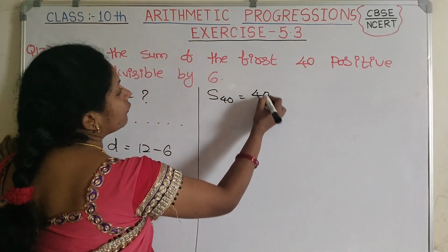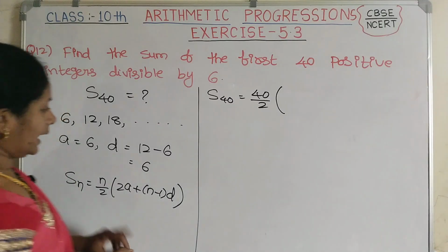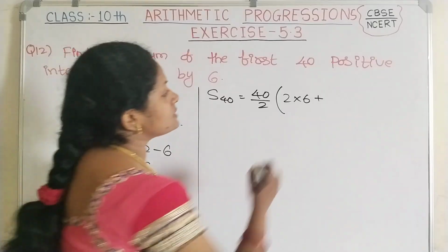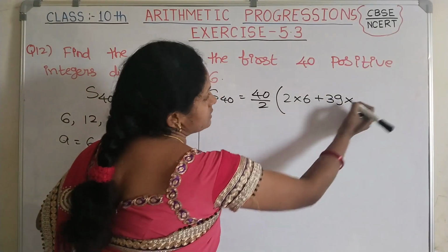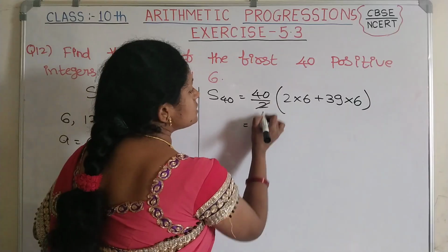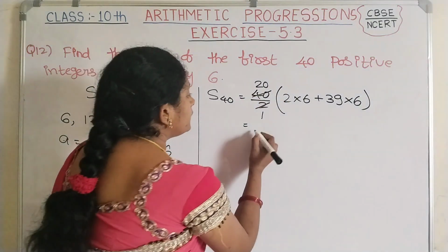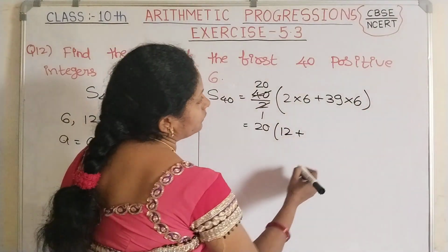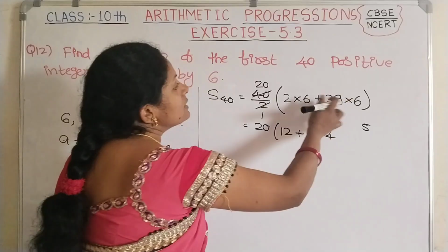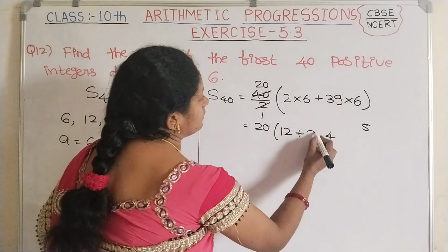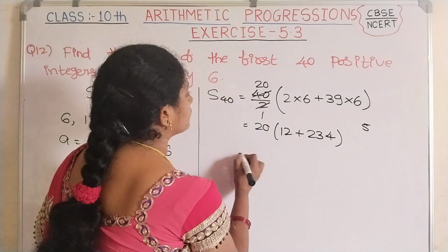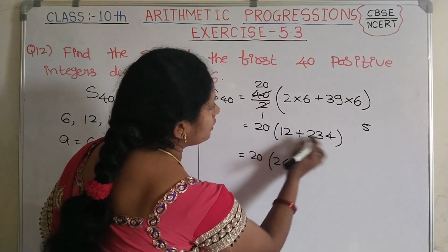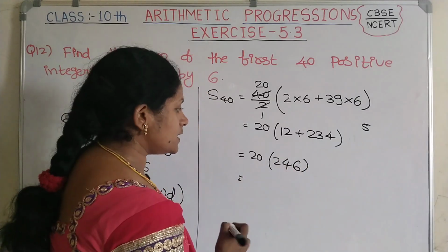S40 is equal to 40 by 2 into 2a, 2 into 6 plus n minus 1, 40 minus 1, it is 39, into d value is 6. 2 1s are 2, 2 20s are 40. Then 20 into 6 2s are 12 plus 6 9s are 54. 5 is the carry. 6 3s are 18. 18 plus 5 is 23. 20 into how much? 246. Multiply this with the 20.